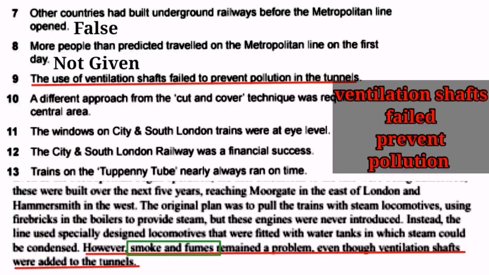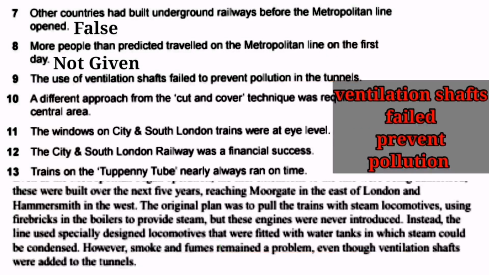So we can say that although ventilation shafts were added to the tunnels, the pollution remained a problem, or the ventilation shafts did not do anything to prevent the pollution in the tunnels. It means that the ventilation shafts failed to prevent pollution. Whereas question number 9 is the use of ventilation shafts failed to prevent pollution in the tunnels. So we can say that question number 9 is true.